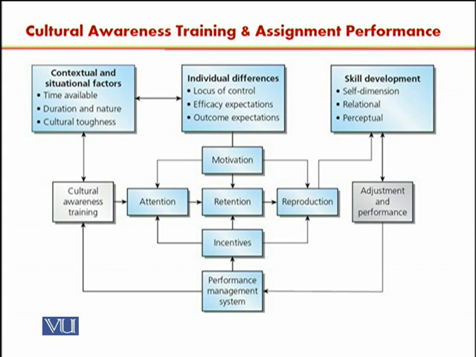So this is a holistic, overarching model which defines all the possible factors which could intervene, which could moderate or mediate the relationship between cultural awareness training and the performance of a person. It's not just a linear relationship. It's not just going to happen in a linear way that, okay, you have provided cultural awareness training, then a person is going to perform well.